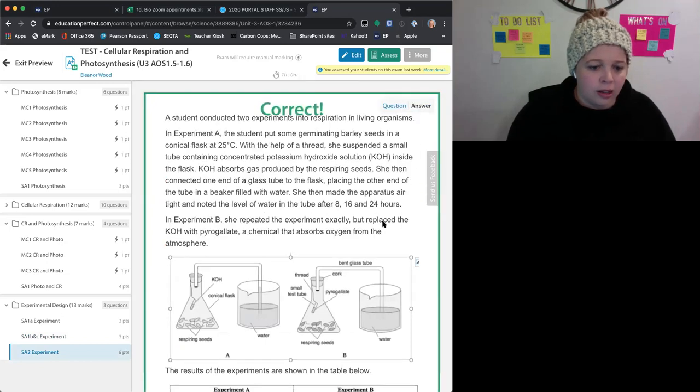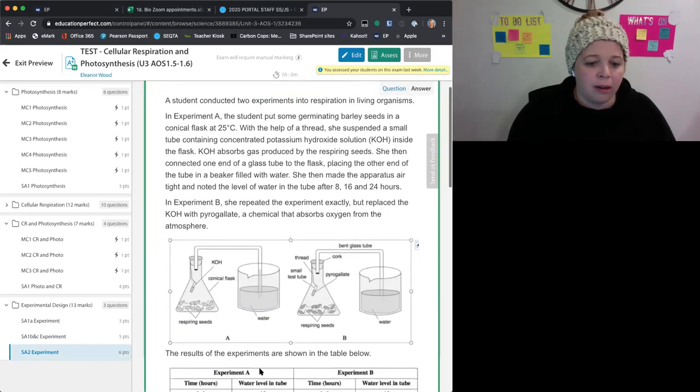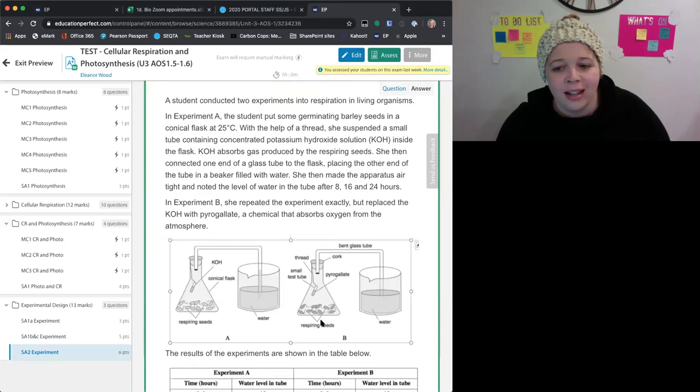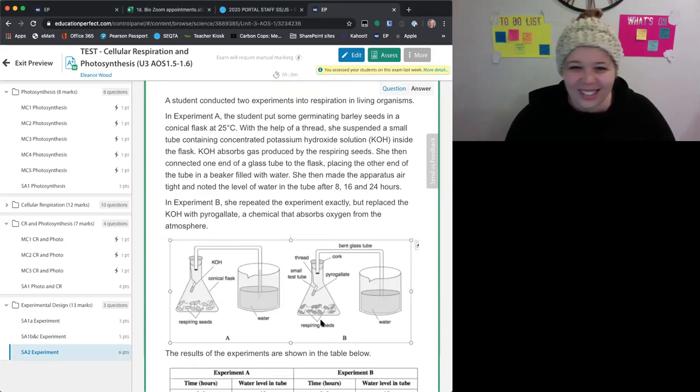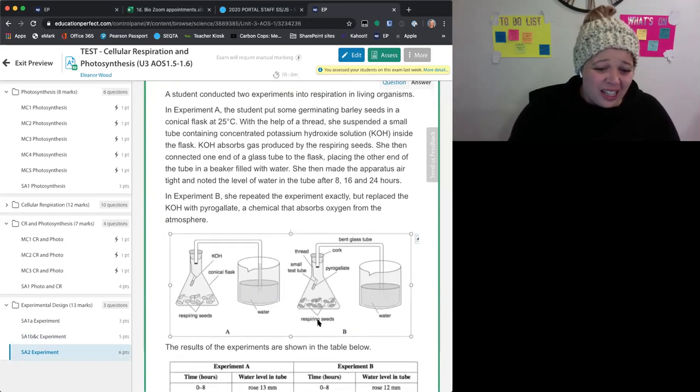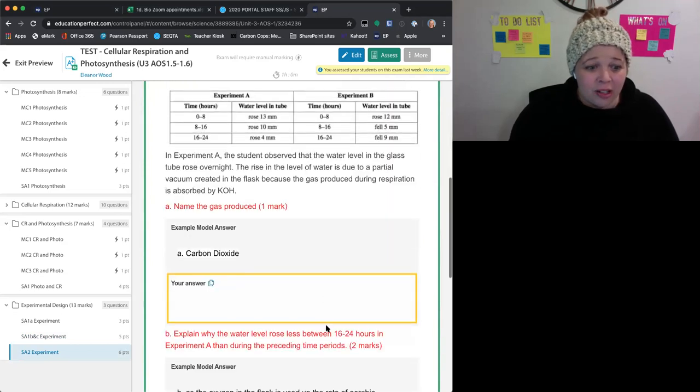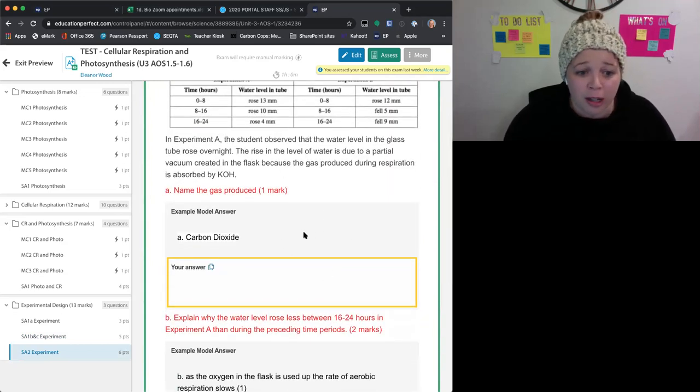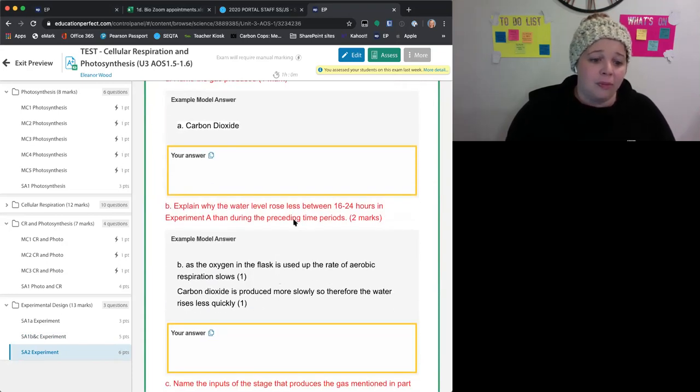This one here, a lot of people thought we were talking about photosynthesis because it said seeds. No, the key here is that they're respiring. So this whole question is about respiration. So what is the gas produced during respiration? Carbon dioxide. Why did the water level rise less during these hours?